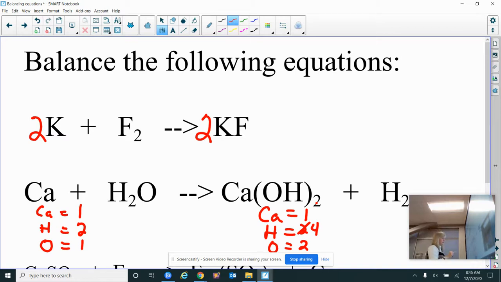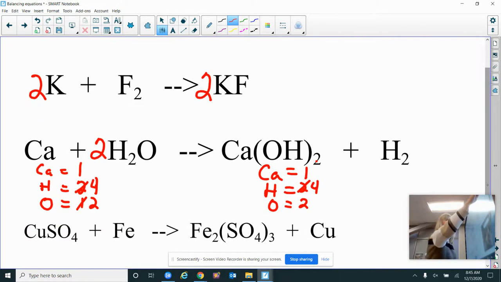Okay, so then I see, well, if I put a 2 in front of this, that will make my hydrogens 4, 2 times 2, and then my oxygens will be just 2, and then they're balanced. 1 calcium on each side, 4 hydrogens on each side, 2 oxygens on each side. Okay, moving on.